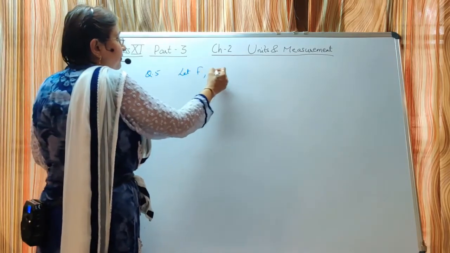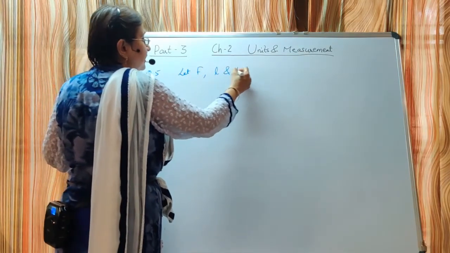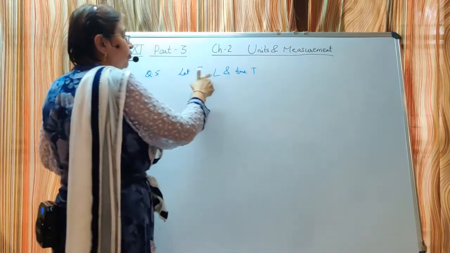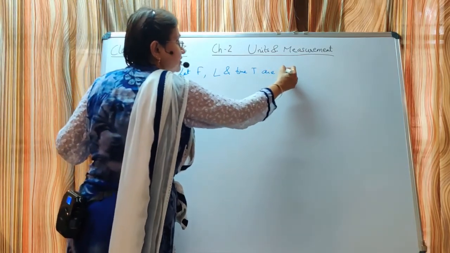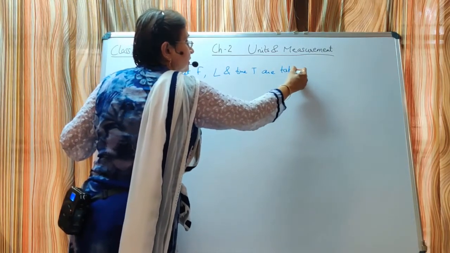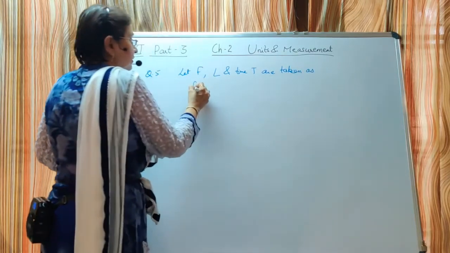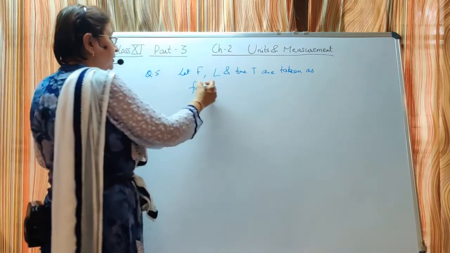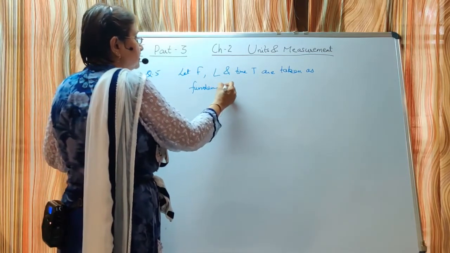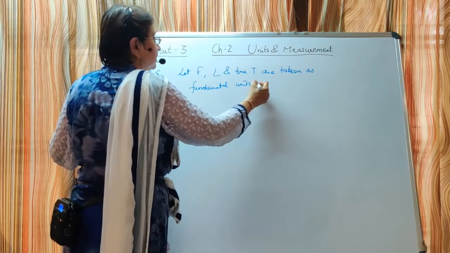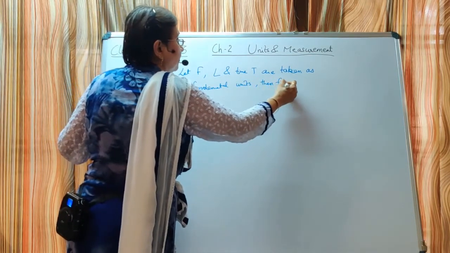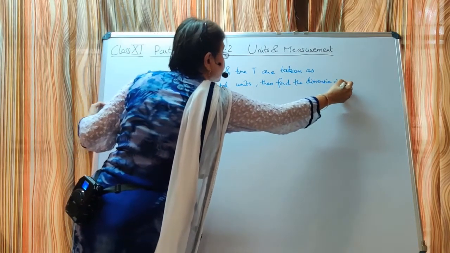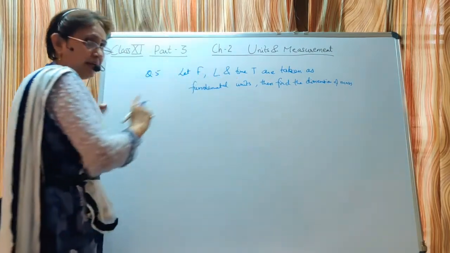Let force, length and time, let us represent length by capital L, be taken as fundamental units. Then you have to find the dimension of mass in terms of F, L and T taken as fundamental units.